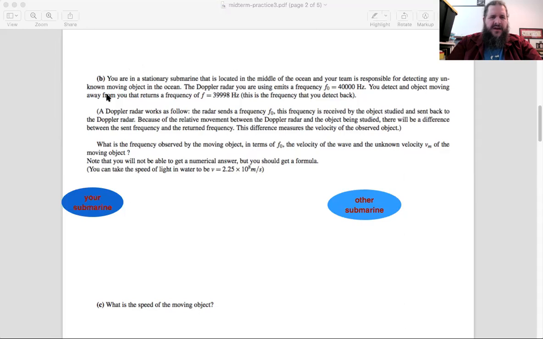So let's try setting up some labels here. Let's say you send out a ray of light, a radar wave, with a frequency of 40,000 hertz. I'm going to call that F1. And you eventually receive back a ray of light with a different frequency. But what did that ray of light have to do in order to get back to your location?